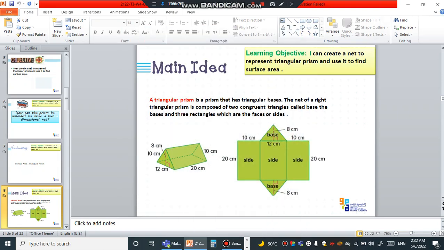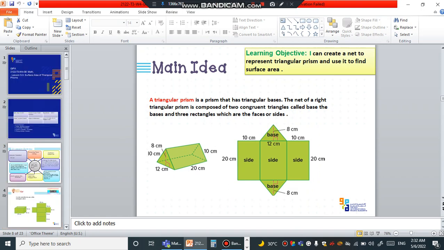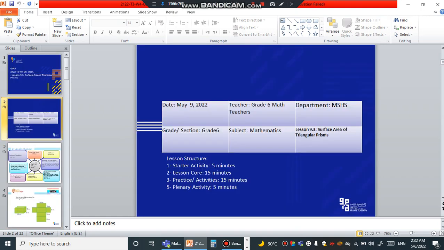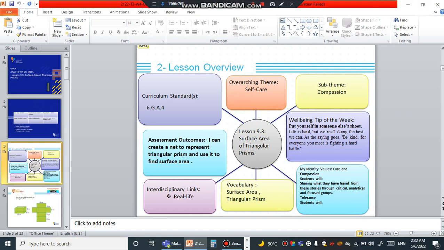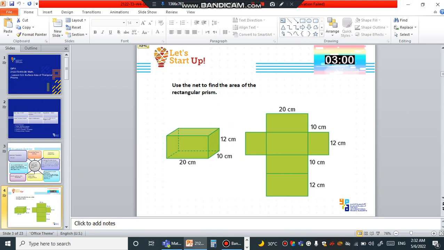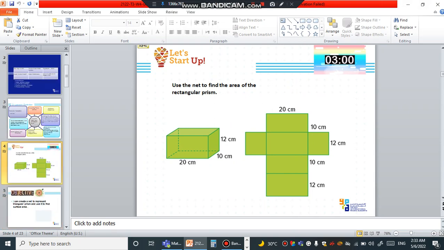Inshallah, today we are going to talk about the surface area of a triangular prism. This is our lesson for this week, number 3, and here is our lesson overview. And here is the important part, our lesson starter. You can work on it and solve it, and if you want any help, you can contact me, and I'll try to help you with solving this starter.